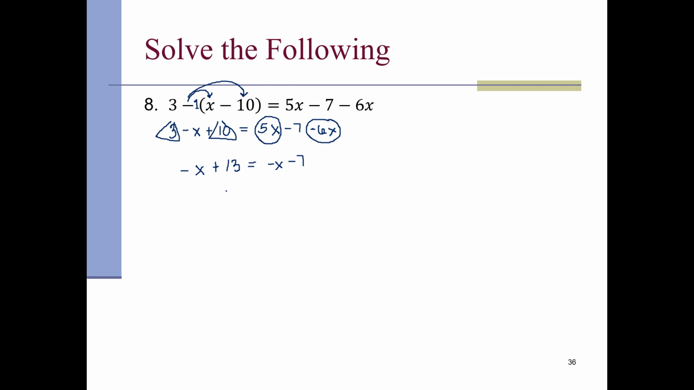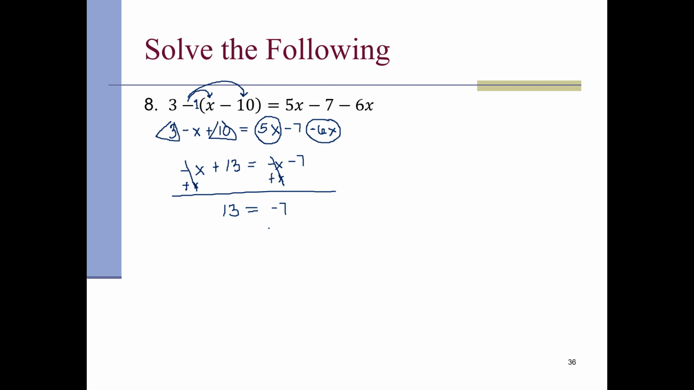So far, things are going pretty well. And my next step, according to my notes, is to get my variable terms together. So looking on the left, I have negative x, so I put plus x. I do the same on the right. Negative x and positive x cancel, so I have 13, have my equal sign. On the right-hand side, negative x and positive x cancel, and I have negative 7.